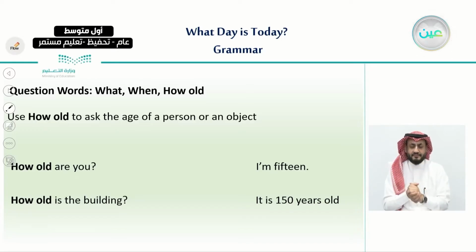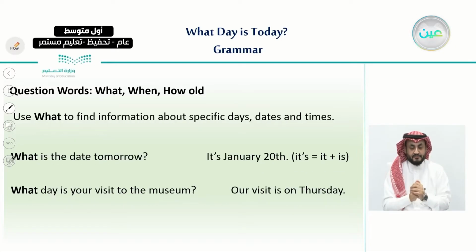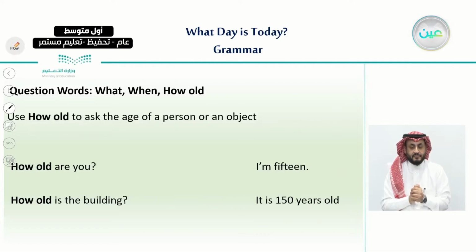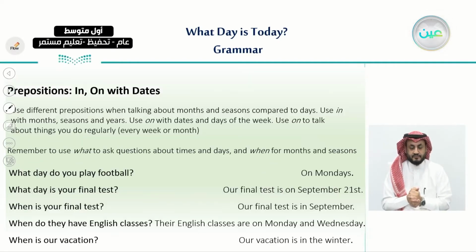So, three important question words that we use here. We use what to talk about days, dates, and times, and we use when to talk about weeks, months, days, and seasons. Very specific. And we use how old to talk about the age, either for a person or for an object.